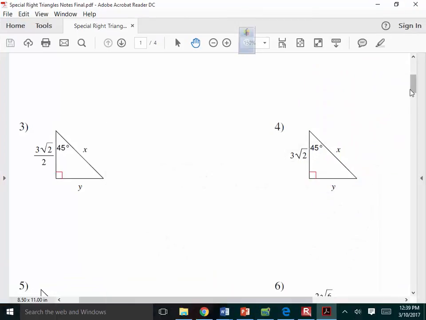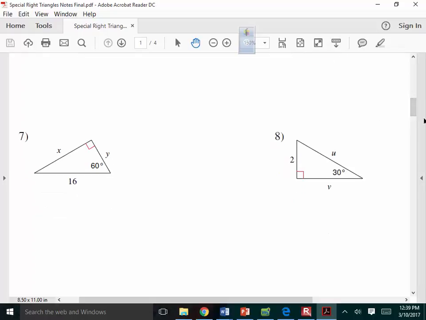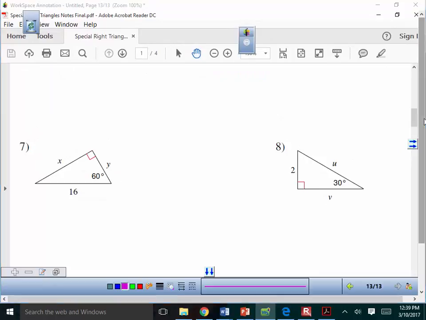Let's look at number 8. We're going to start off with 8 because I think 8's easier. Not because you said 7, but because I just want to start off with the easy one, okay?